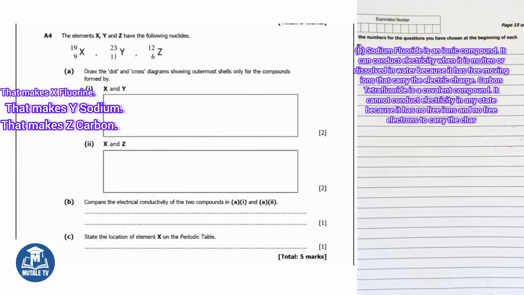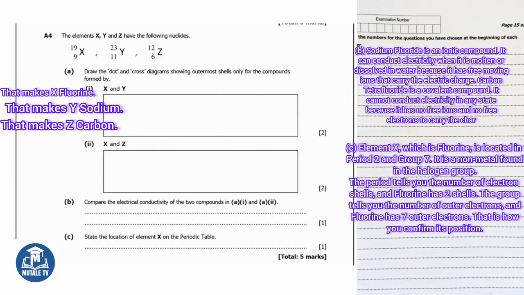Part C says, state the location of element X on the periodic table. Write this. Element X, which is fluorine, is located in period 2 in group 7. It is a nonmetal found in the halogen group. The period tells you the number of electron shells, and fluorine has 2 shells. The group tells you the number of outer electrons, and fluorine has 7 outer electrons. That is how you confirm its position.